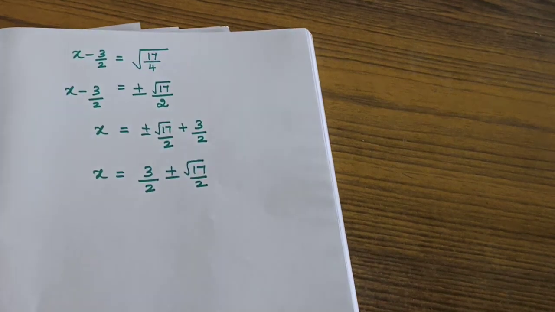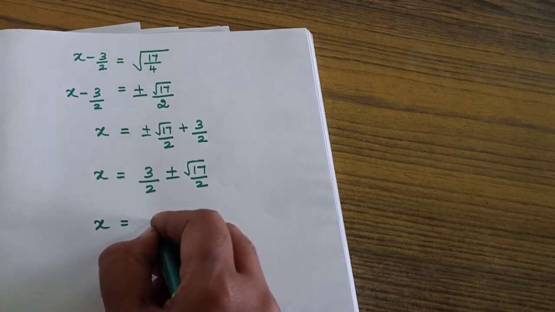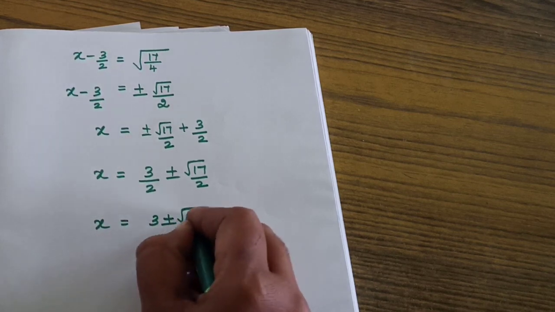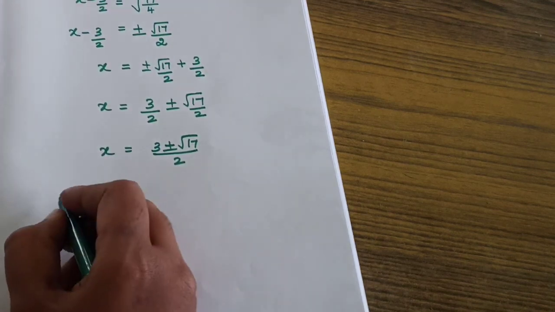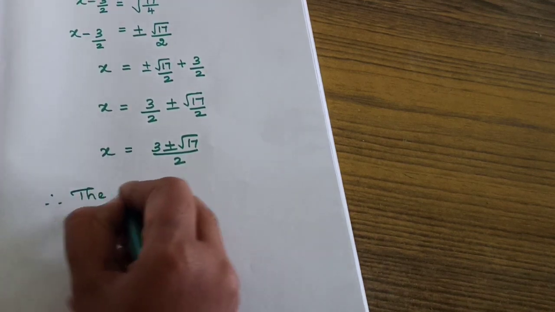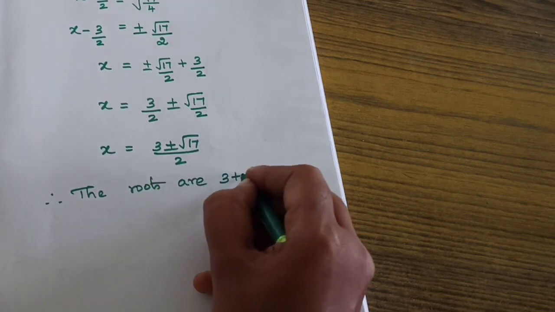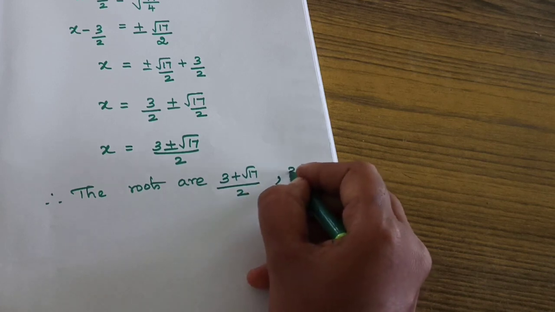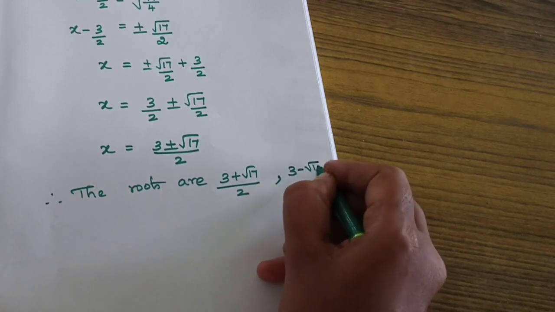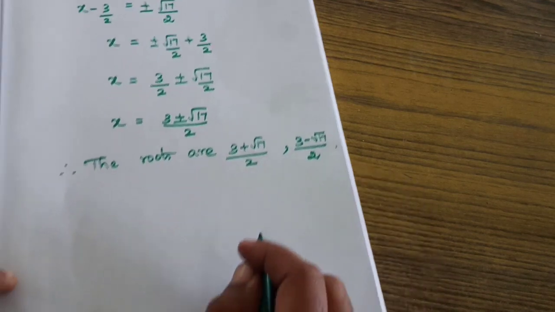Since it is the same number, same like fraction, no. So x equal to 3 plus or minus root 17 by 2. So how many roots? A quadratic equation has 2 roots, no. Therefore the roots are 3 plus root 17 by 2, and another one, 3 minus root 17 by 2. Got it? Shall we move to the next problem?